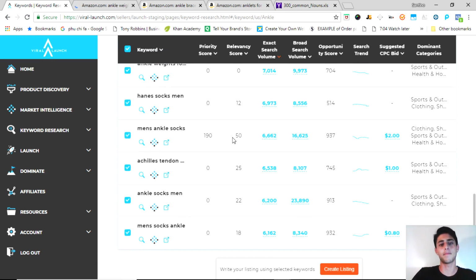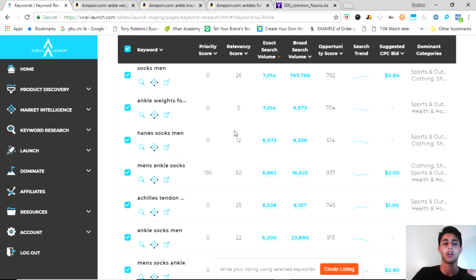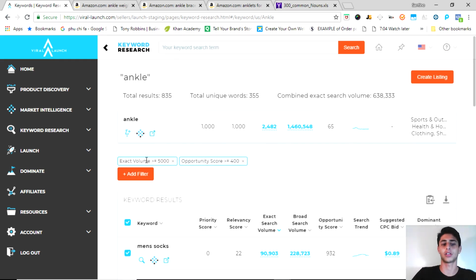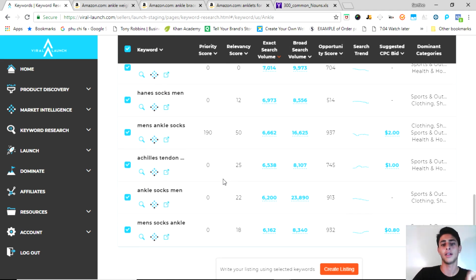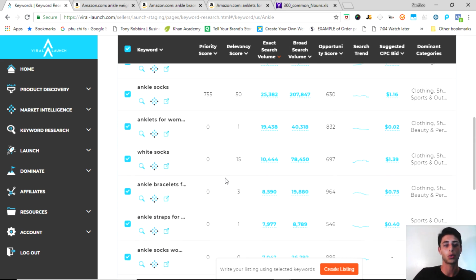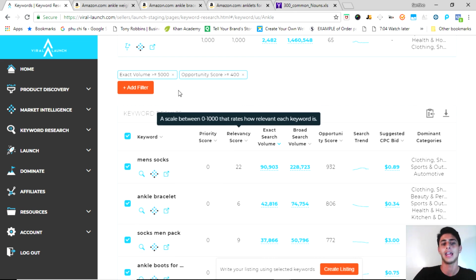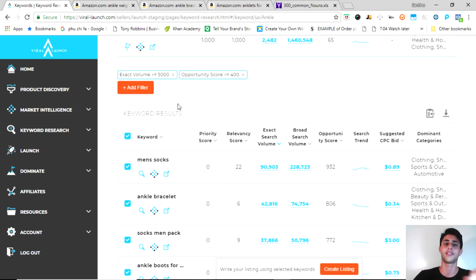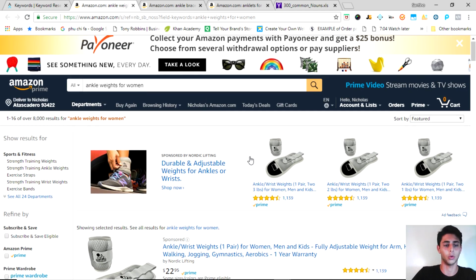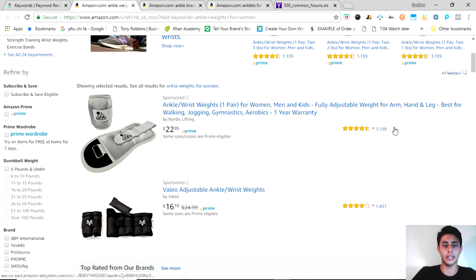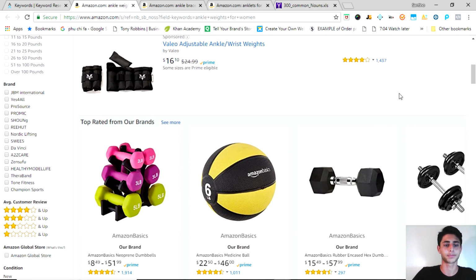So you can see before we actually put our filters in, with the exact search volume being over 5,000 and the opportunity score being over 400, there were hundreds of different phrases, but since we set our criteria, it gave us less than 20 different search phrases, and that's going to narrow us in, filter out all of the junk, and just give us exactly what we want to see. So the next thing we do is go and check out the actual products that we potentially found.